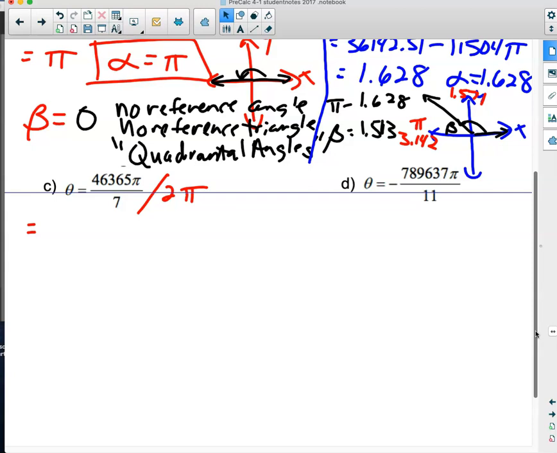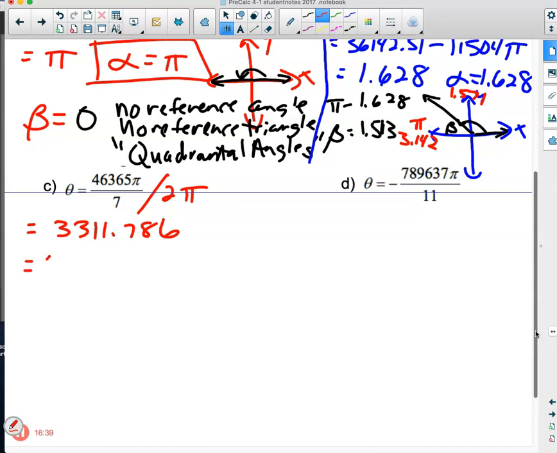Again, parentheses wouldn't hurt. But we've got our 46,365 pi. And we divide that by 7. And then take that whole answer and divide it by parentheses 2 pi, parentheses. And we get 3311.786. So it's making 3,311 full rotations and then a little bit more.